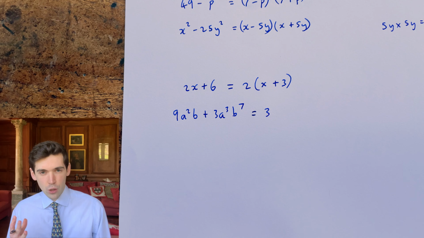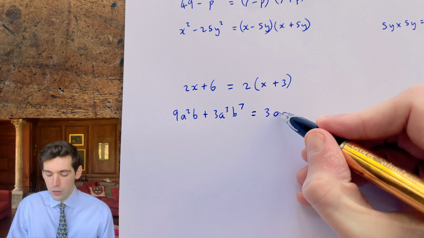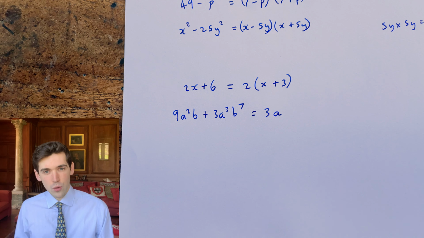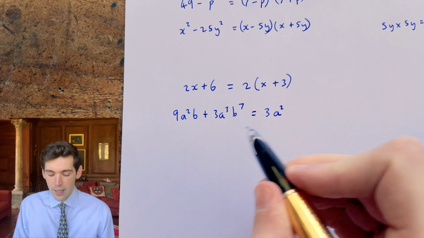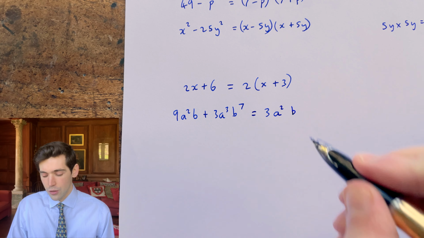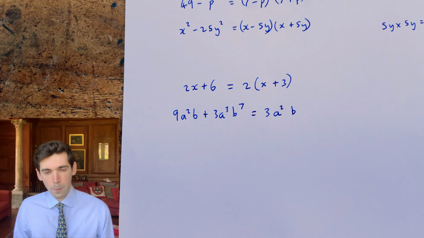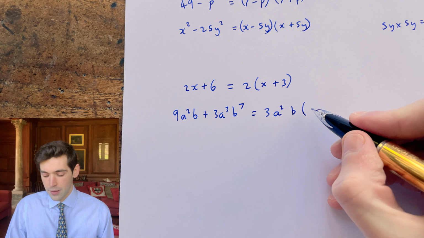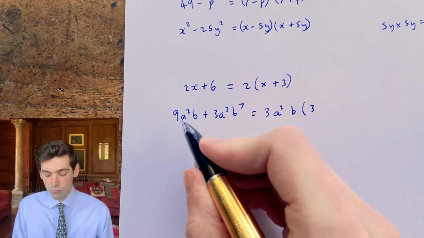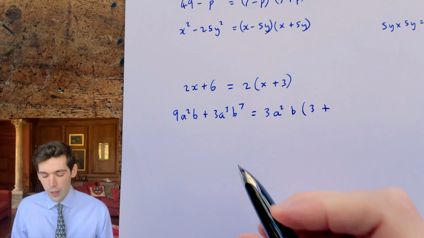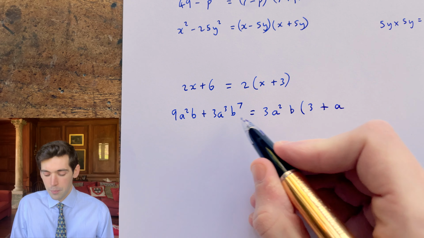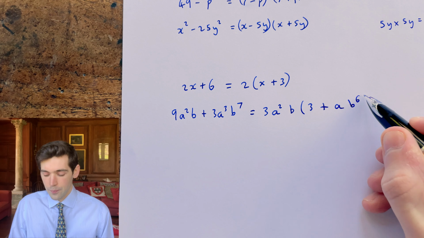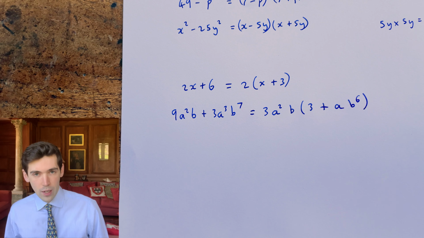You could say a is a common factor, and it is, but we can do better than that. A squared is also a common factor. So you pick the a squared here. It's effectively the lowest power. And then with the b's, you just write down b because there's a b here. And then this becomes 3, just 3. And then what's this one? A times b to the power of 6. And then that is factorized.